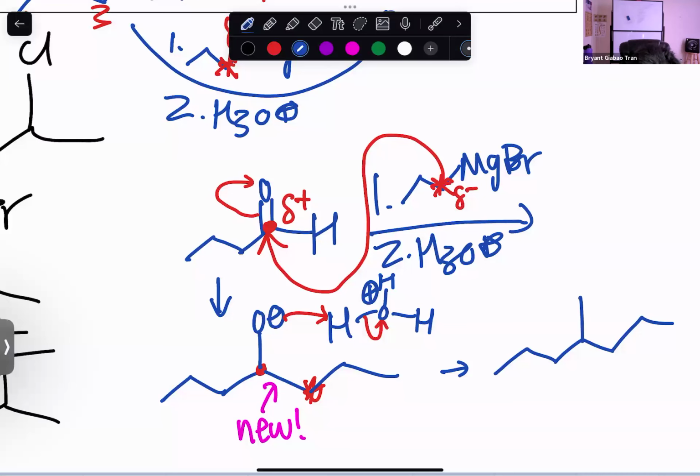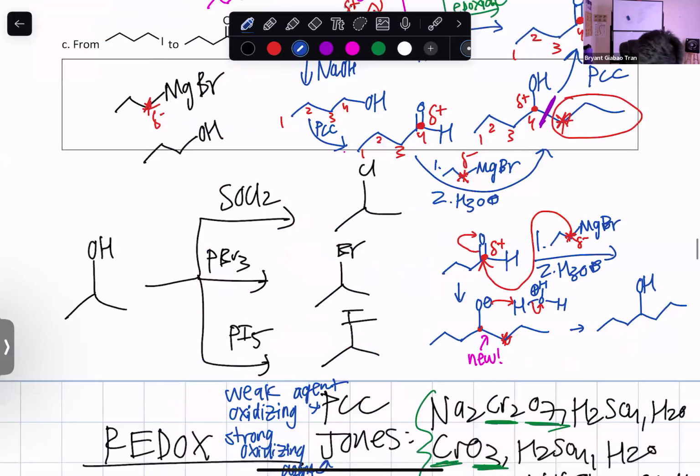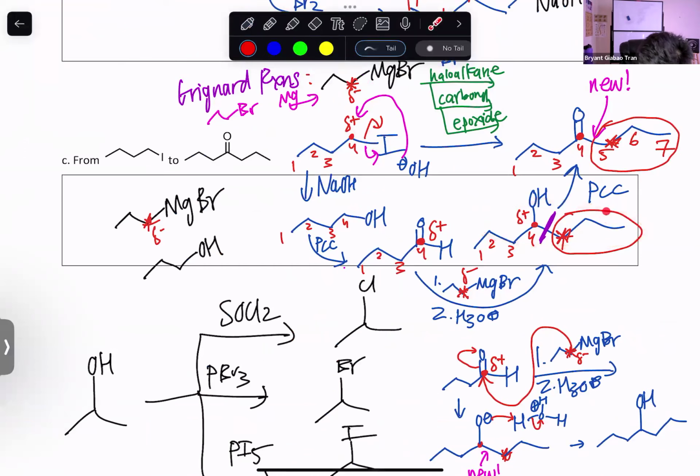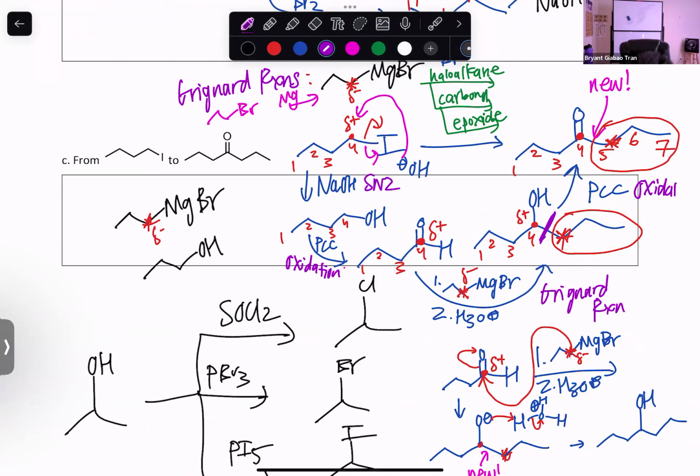1, 2, 3, 4. This product here, this alcohol here, is a secondary alcohol, right? Which is this thing right here. And then we said earlier that that secondary alcohol made our final product using PCC. So the first reaction that we did was an SN2 reaction. The second reaction we did was oxidation. The third reaction we did was a Grignard reaction. The fourth reaction we did was oxidation again, right?